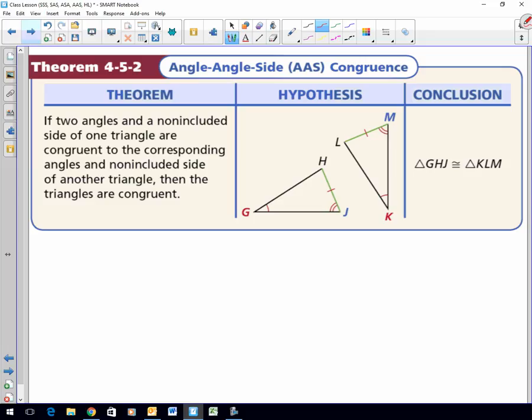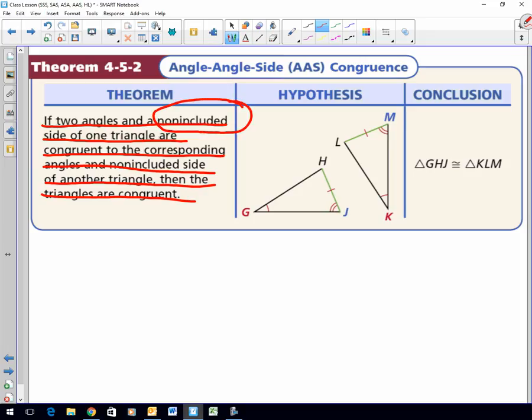Angle, angle, side theorem. If I have two angles and a non-included side of one triangle, and if they are congruent to the corresponding angles and the non-included side of another triangle, then the triangles are congruent. Notice where the side is located. Is it between the angles? No, Junior. It's a non-included side.